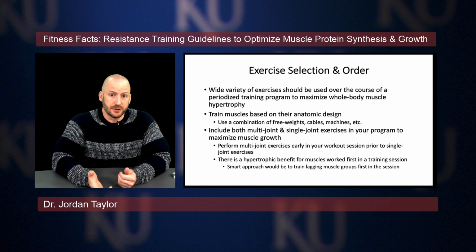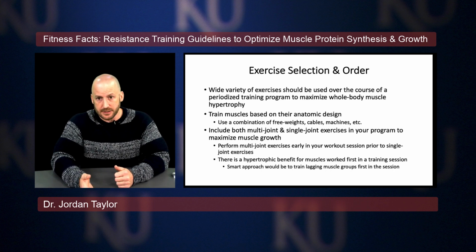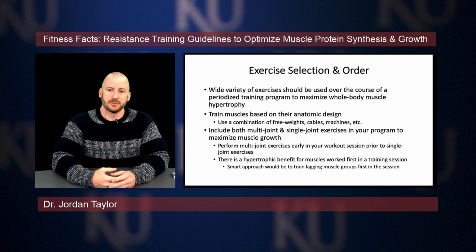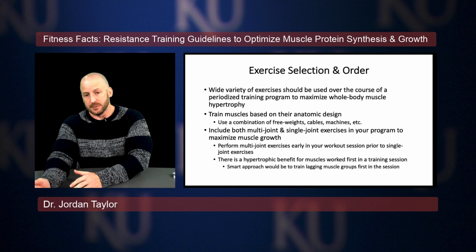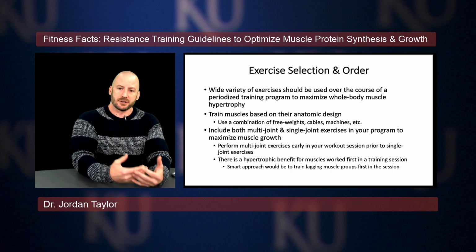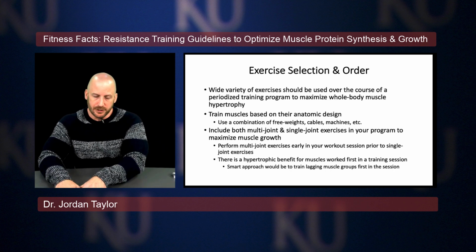There's a hypertrophic benefit for muscles worked first in a training session. So this is another important factor to think about. If you have some muscle groups that are smaller, kind of lagging behind, they're underdeveloped compared to other muscles you have, you might want to train those underdeveloped muscle groups first in the session, and then the other more well-developed muscles later.